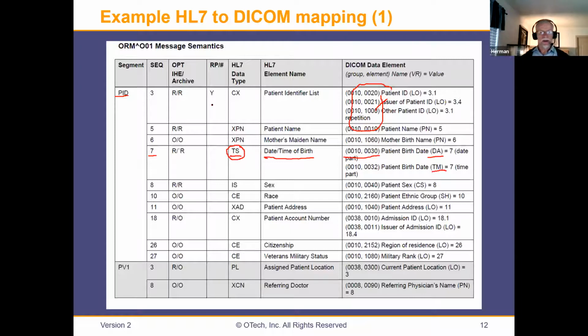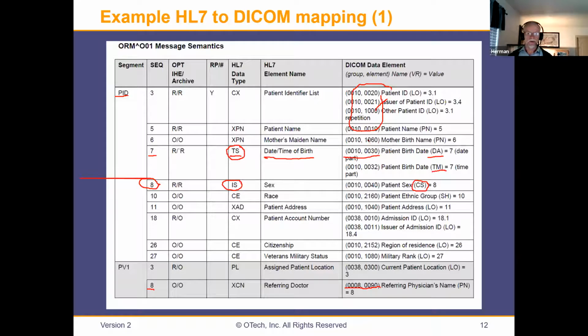So remember, we had the patient ID, we had the patient name, we have the birth date, patient sex, PID 8, see, PID 8. When it says IS, that actually means it comes from a table defined by HL7, similar to when it says CS, code string, in DICOM. It's also from a table or list of predefined values. Okay, we have the address, account number, citizenship, military status, referring doctor. Very important as well. Actually, PV1-8, referring physician, in a worklist actually is a required attribute in the DICOM header. Excuse me, it always should be there.